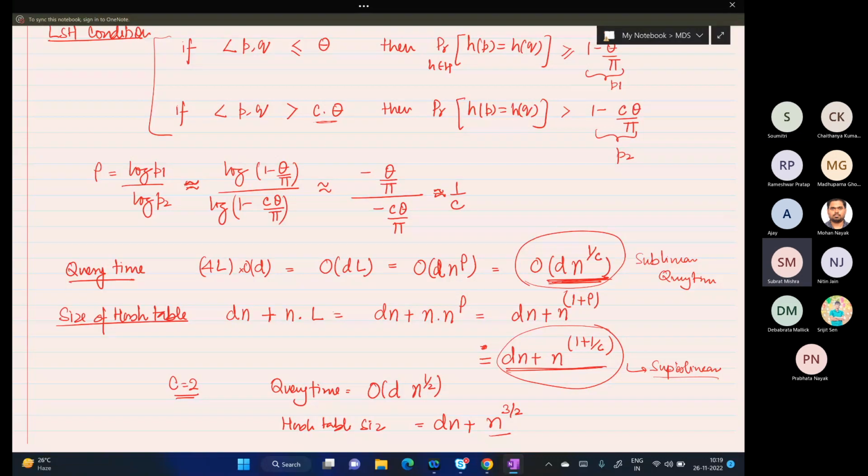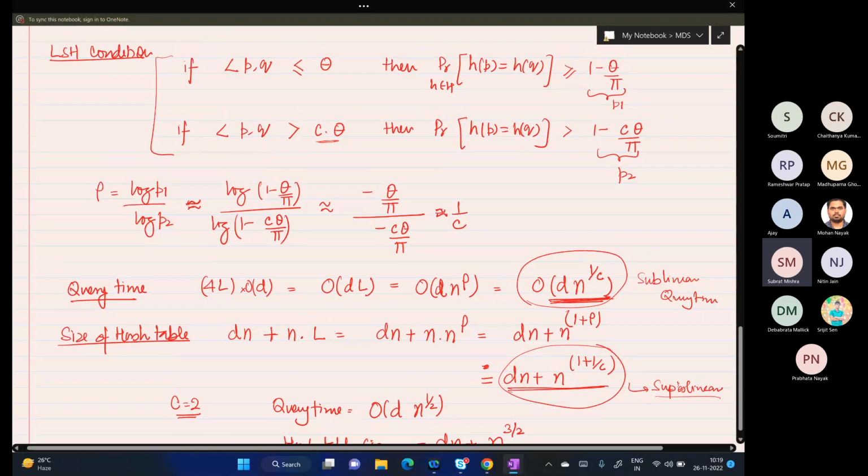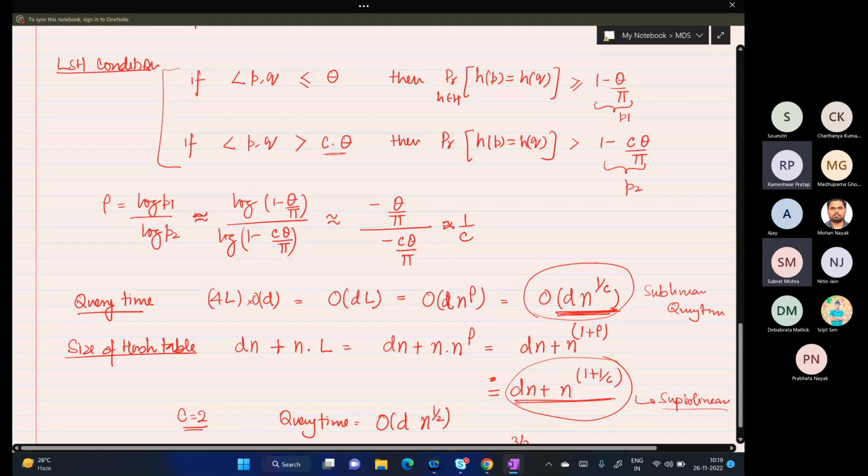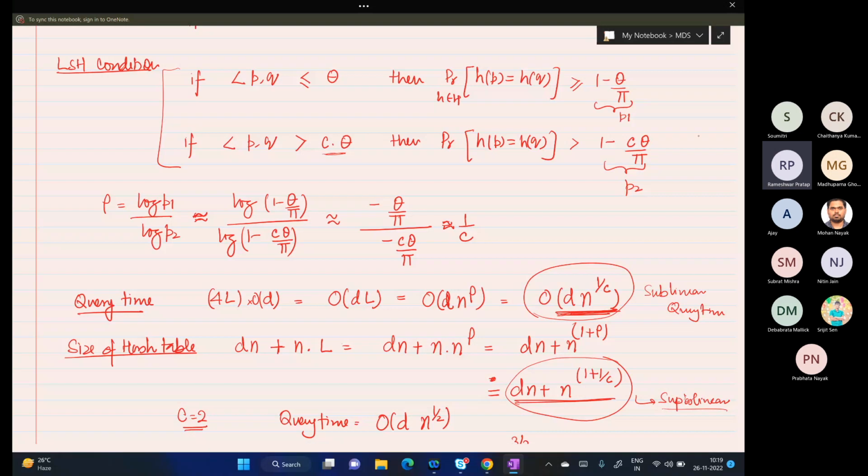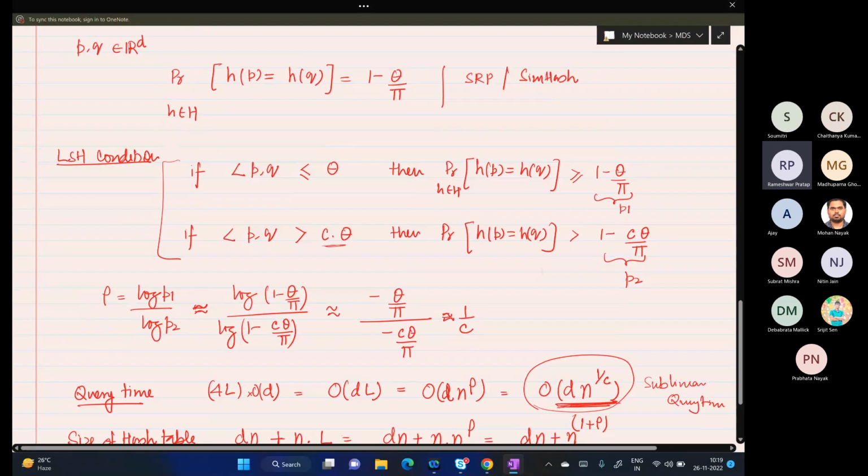So that log P1 and P2 is the log of 1 minus theta by pi. Can you explain how P1, P2 became 1 minus theta by pi? By this property of SimHash, if two points have an angle at most theta, then the probability that their hash values will be the same is at least 1 minus theta by pi. Using this property.